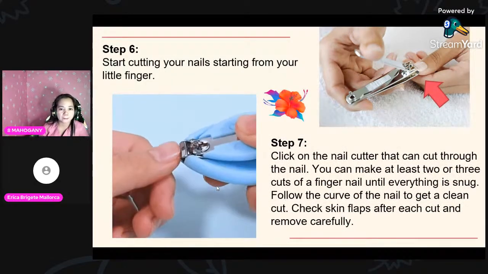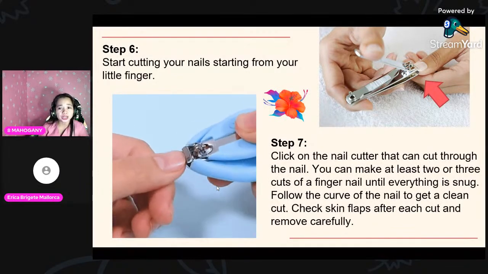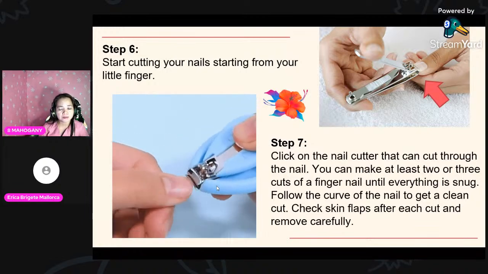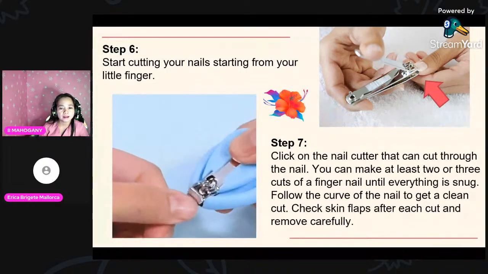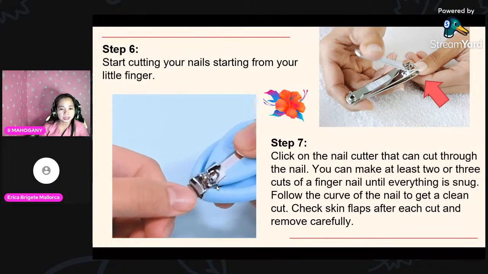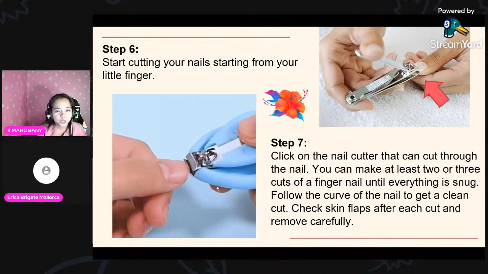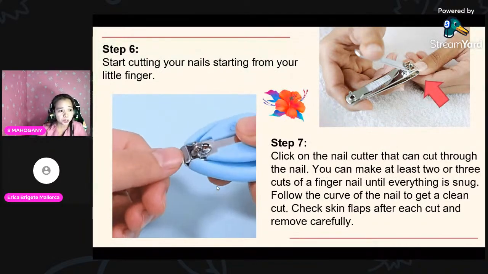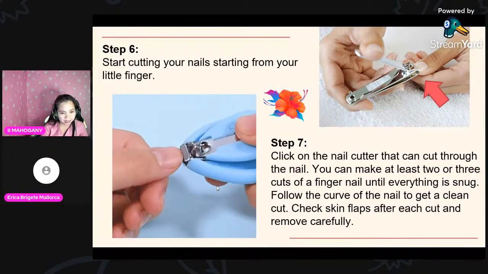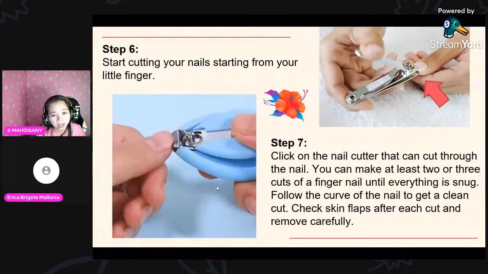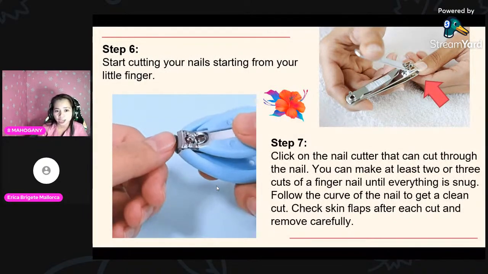Next, number 7. Click on the nail cutter that can cut through the nail. You can make at least 2 or 3 cuts of a fingernail until everything is snug. Follow the curve of the nail to cut clean. Check skin after each cut and remove carefully. Kailangan 2 to 3 lang po yung cuts. Wag po once lang. Diba minsan pag nagmamadali ka, isang cut lang, sagad na. Hindi po ma-shape yung nail ninyo.